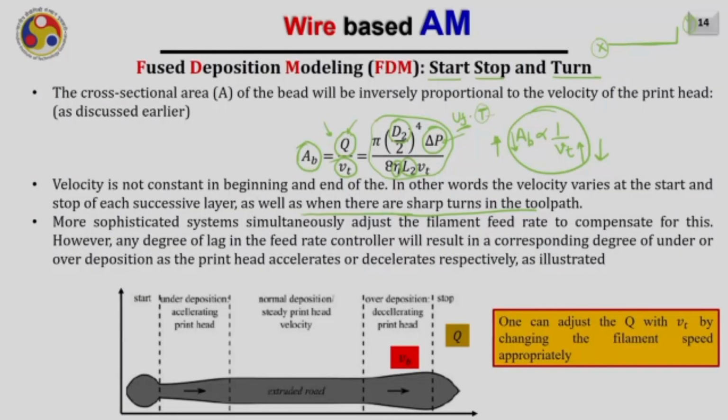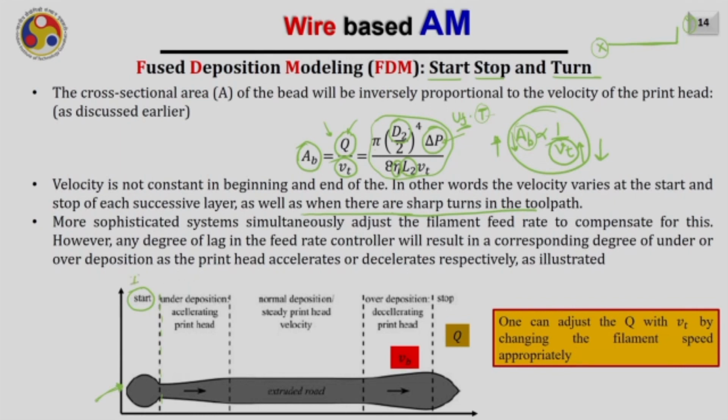So, due to the change in the traverse velocity of the head, what will happen? If it is reducing, the deposited area of the bead will be more. Now let us try to understand how it can be accommodated. And this is the typical shape of the deposited bead. The first zone, from here to here, corresponds to the starting zone where the print head has just started. Then after that, it will accelerate and obtain some velocity.